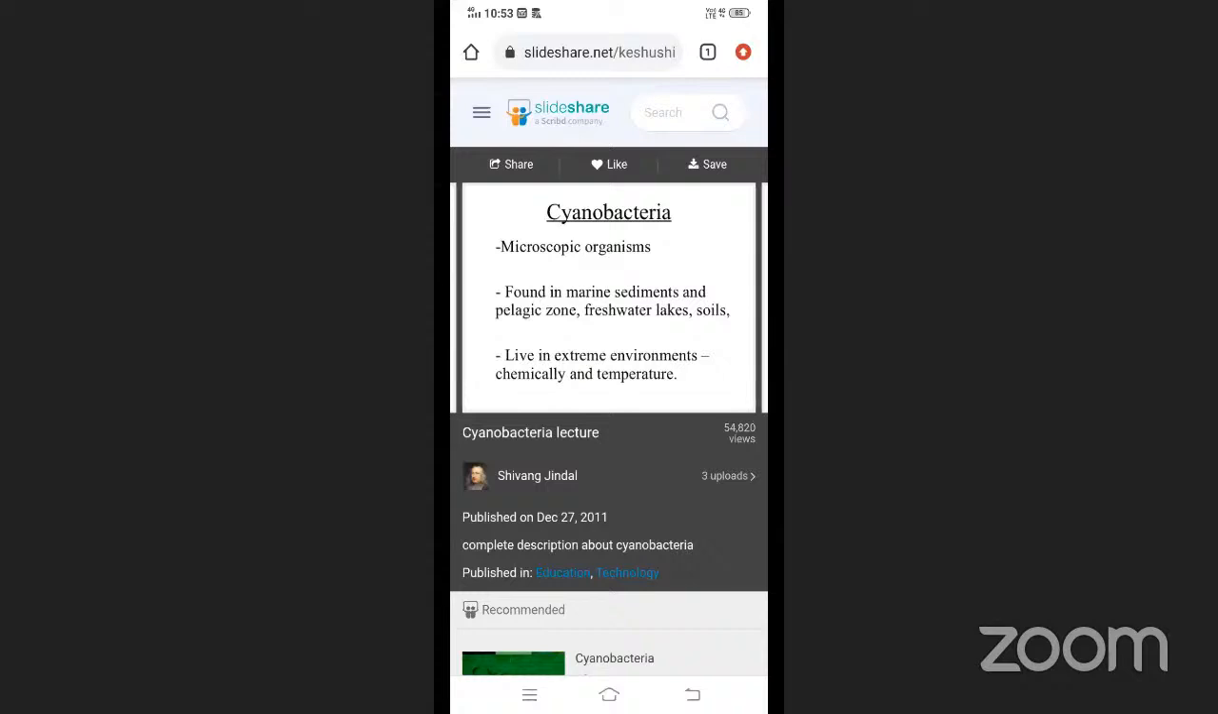Another topic is the reproduction of the cyanobacteria. Cyanobacteria reproduce by vegetative and asexual reproduction. Sexual reproduction is totally absent. Vegetative reproduction occurs by fission and fragmentation, and hormogonia are also formed. So in fission, what happened here?